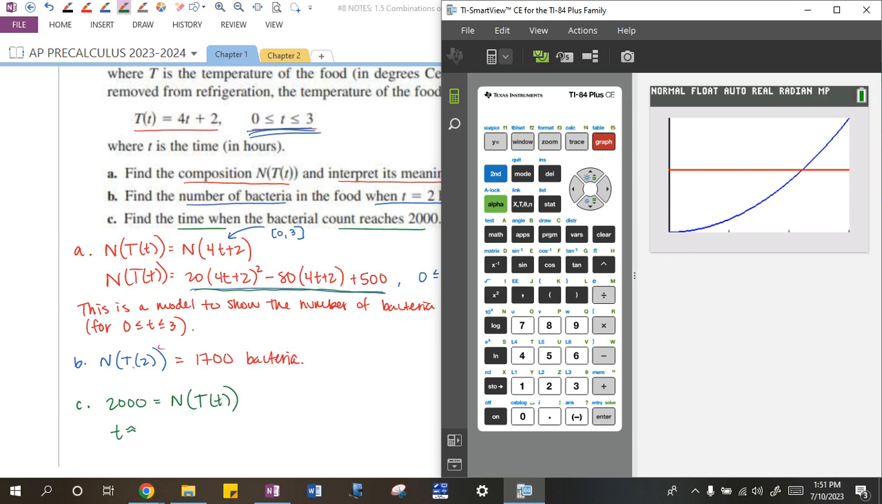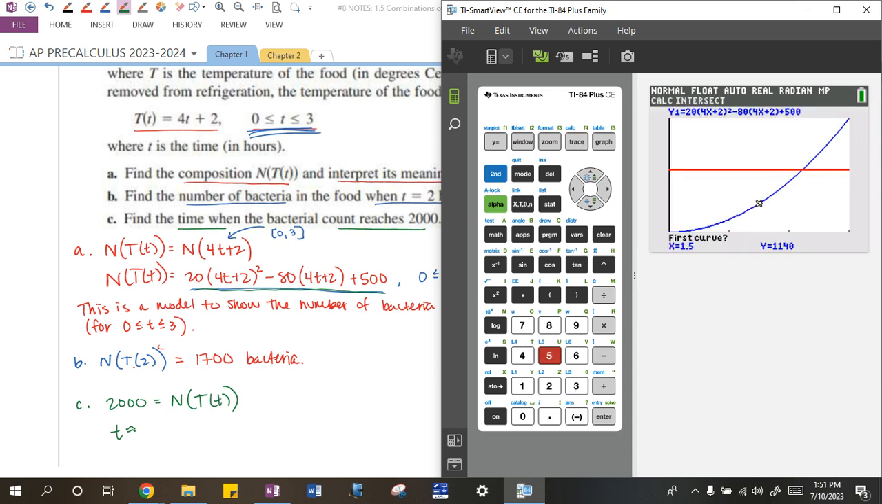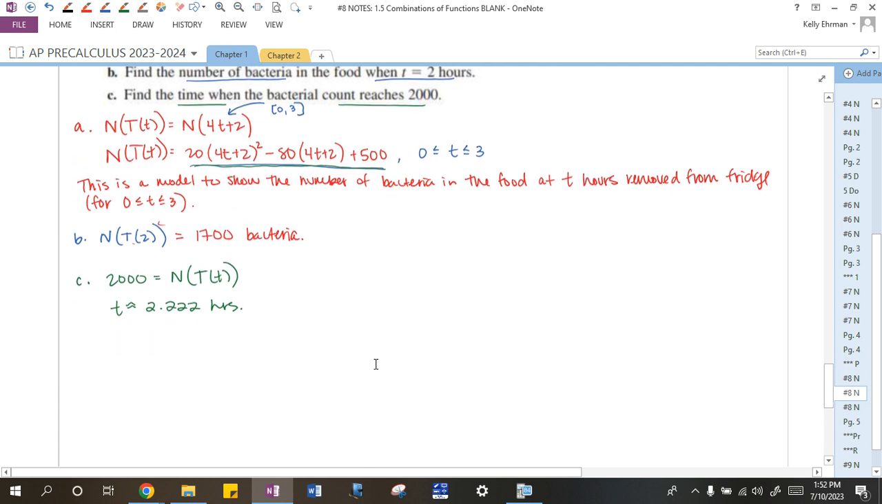So it's the time where these two graphs intersect. So second trace, intersect, option 5. And this is just saying first curve, second curve. So if you have more than 2 equations graphed, they want to make sure they're picking the right 2. So you just press enter, enter, and guess. So rounded to 3 places, 2.222 is our t, and that's measured in hours. So there will be about 2,000 bacteria if the food has been sitting out for 2.222 hours.